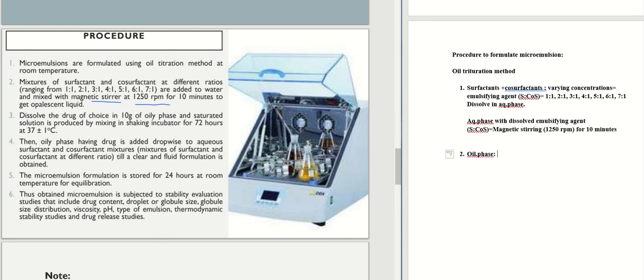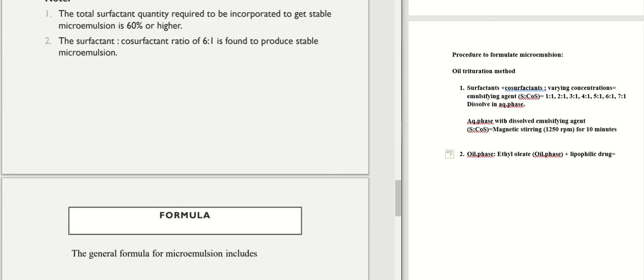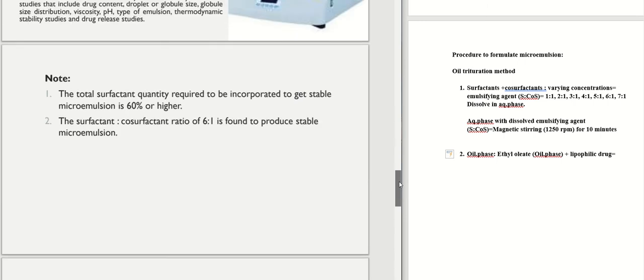Now, take the oil phase. In this experiment, we'll be making use of ethyl oleate as the oil phase. To this oil phase, we will be adding drug, because the drug of our choice in today's experiment would be a lipophilic drug. Dissolve the drug in the ethyl oleate to get a solution or a saturated solution based on the concentration of the drug which we use in the formulation. Normally, we need to dissolve the drug in 10 grams of oil phase to get a saturated solution.